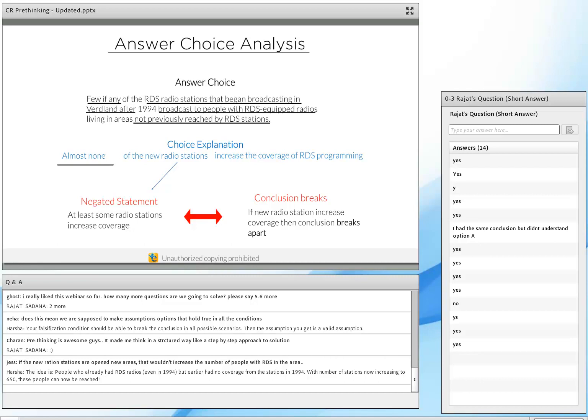Yeah, and that's where understanding the option becomes really important too. Remember, I said you've got to read the core skills. One of the three was you've got to read and understand each option independently.